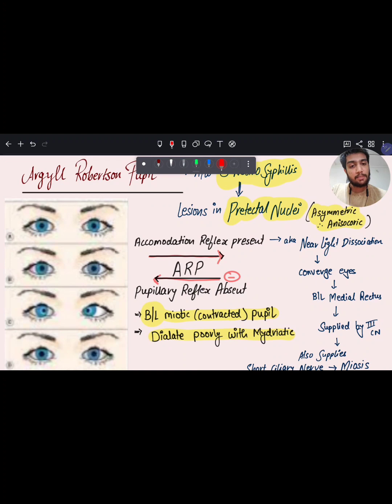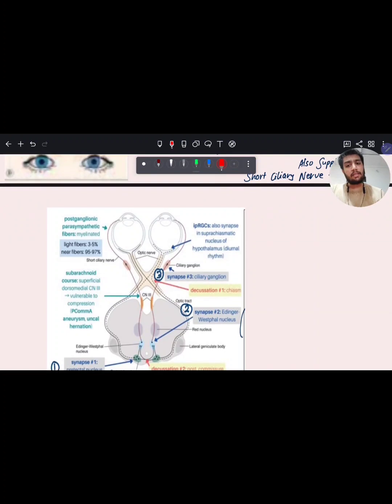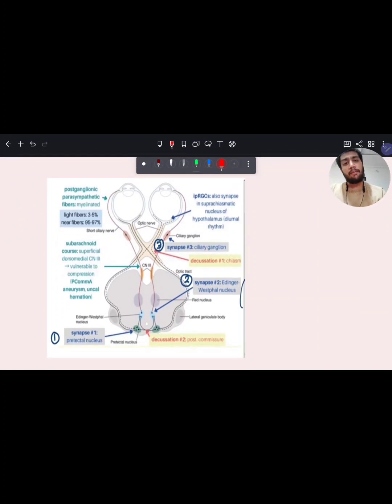ARP, accommodation reflex present. To understand the reason behind why this is happening, let's come back to this diagram. We have our optic nerve, which takes the information from our lovely retina, going to the optic tract, and this optic tract gives its signal to the pretectal nucleus, which is over here. If we have a defective pretectal nucleus, there obviously won't be any light reflex, because the pretectal nucleus is the one which gives signal to both Edinger-Westphal nuclei. And why is it asymmetric and isochoric?